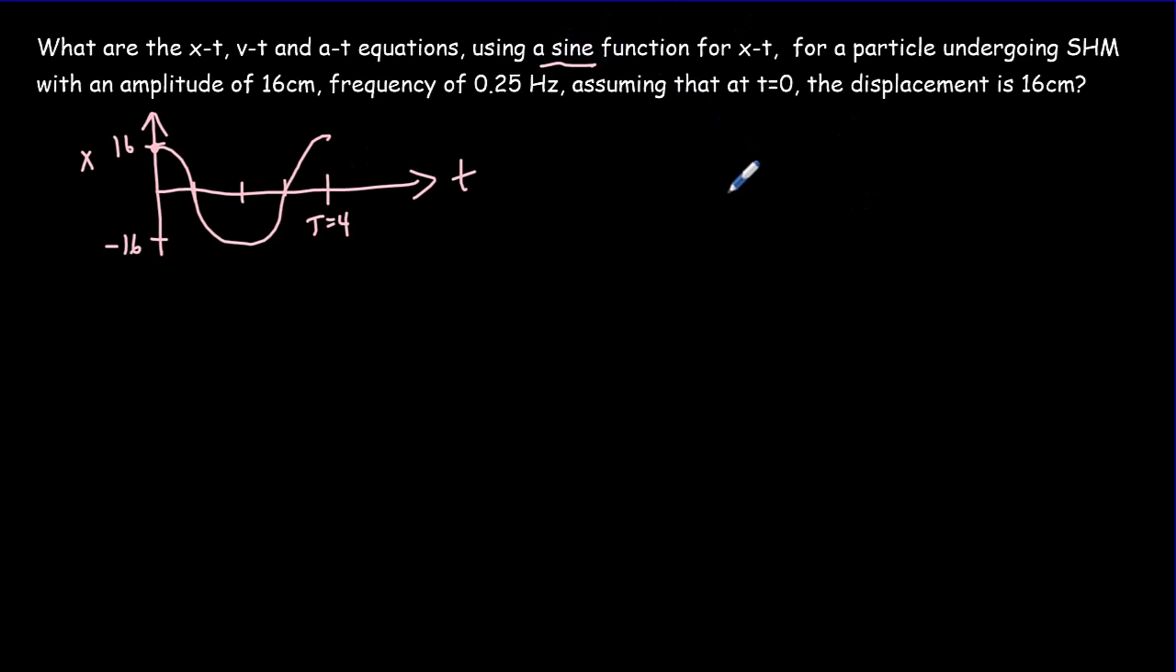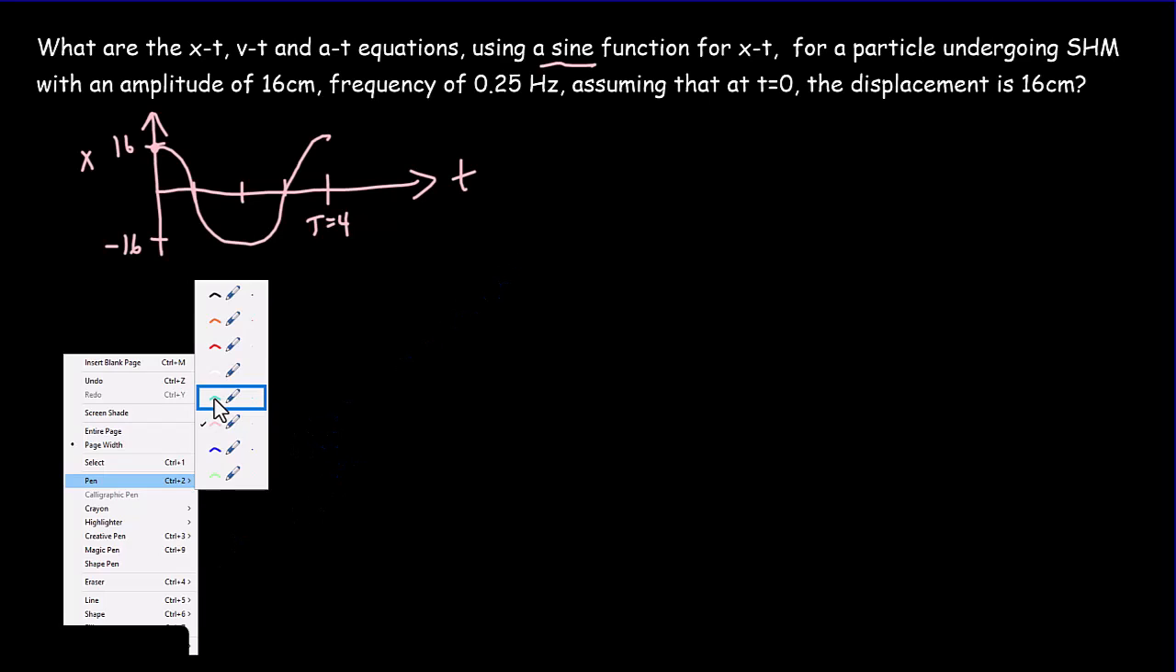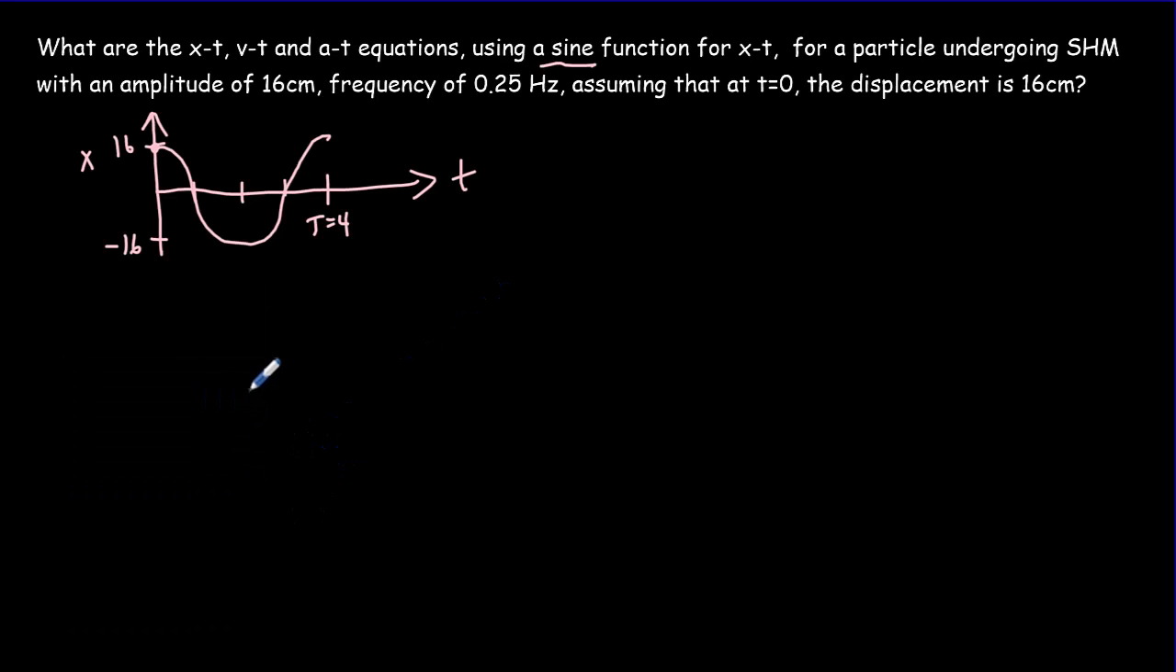So we need to figure out the phase angle. We're seeing how far we have to shift the sine function. Well, the sine function would look like this. If I look at the positive maximums here, that has to be shifted back by 1/4 of a period. So this is a shift back by T over 4, or 1 second.